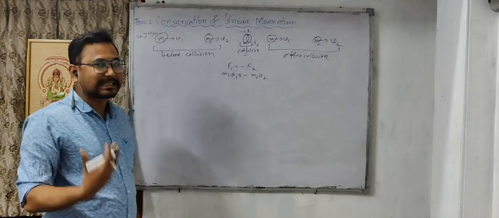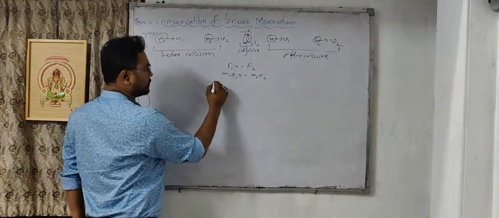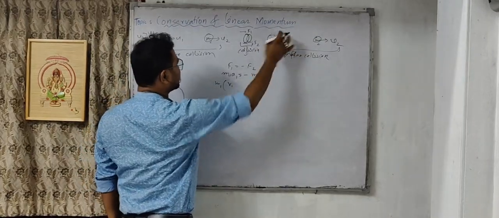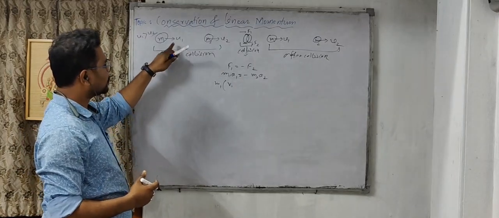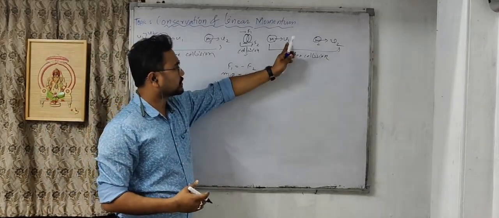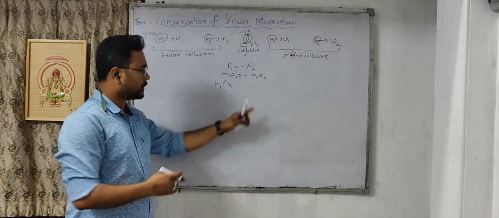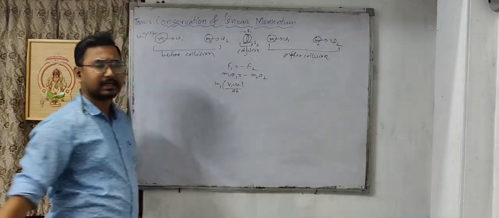Now A1 is the acceleration of M1. Correct? So instead of A1 you can write: V1 is the final velocity of M1, and U1 was the initial velocity of M1 before collision, and after collision the velocity of M1 is V1. So instead of A1 we write V1 minus U1 by delta T. Why am I writing delta T?